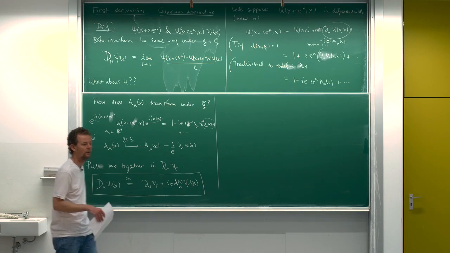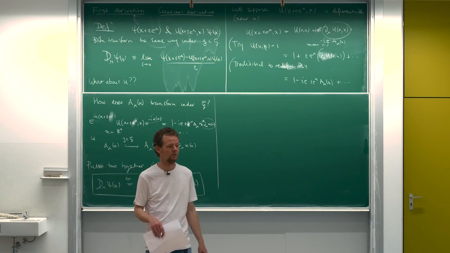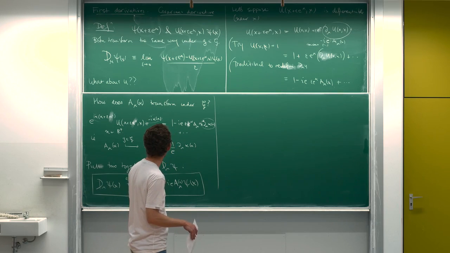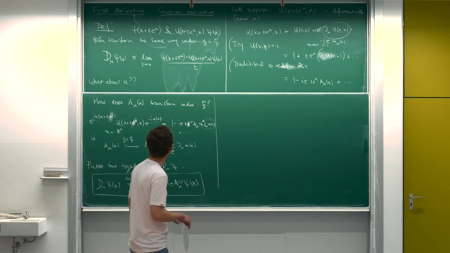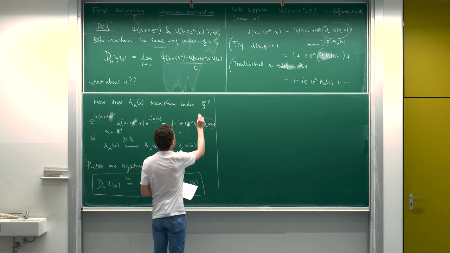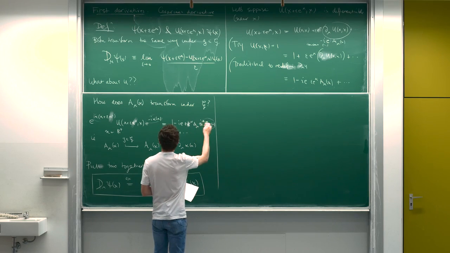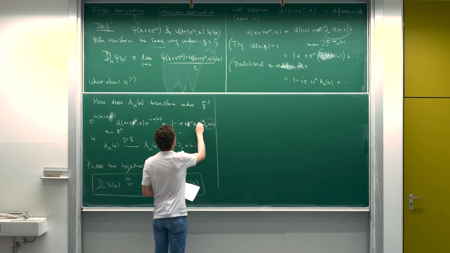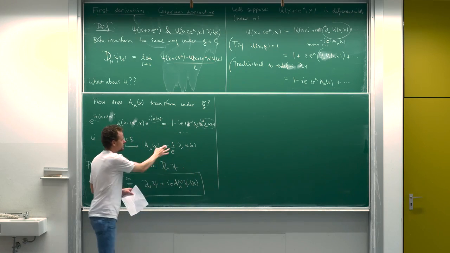In this formula for A mu, this transformation, isn't there an i missing? Yeah, I believe there is an i missing. You're right, thanks. It's here, right? Yeah, minus. And then that's correct.